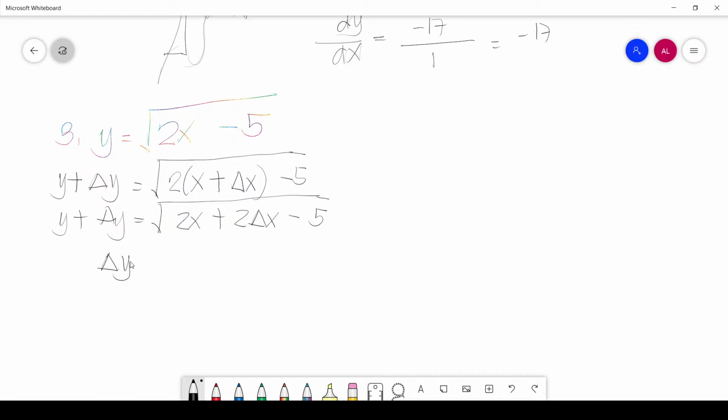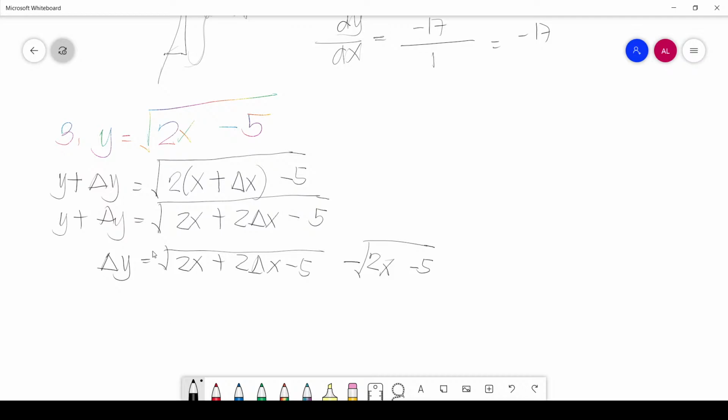So, substitute tayo. The y is the square root of 2x plus 2 delta x minus 5, minus the square root of 2x minus 5. Okay? Tama na? So, what do we usually do when we have radical expressions? Di ba? We rationalize it. So, how do we rationalize it? Dapat i-multiply natin into its conjugate, di ba?